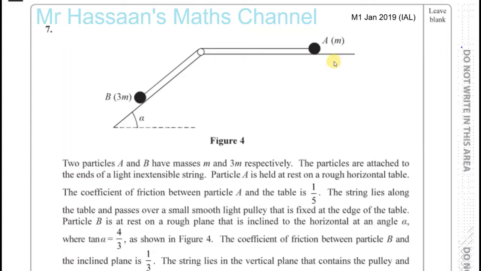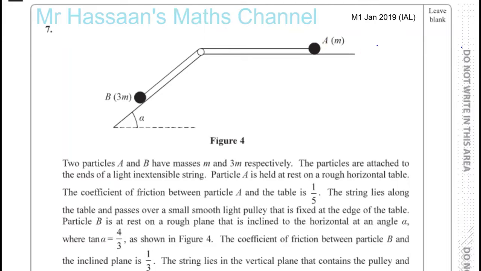Okay, so question number 7 from M1 January 2019 IAL. Connected particles. There are two particles, A and B, with masses m and 3m respectively, as shown in the diagram here. The particles are attached to the ends of a light inextensible string. Particle A is held at rest on a rough horizontal table. The coefficient of friction between particle A and the table is 1/5. The coefficient of friction over here is 1/5.